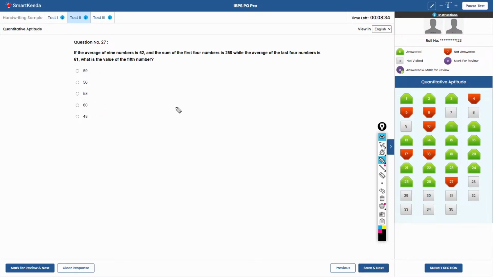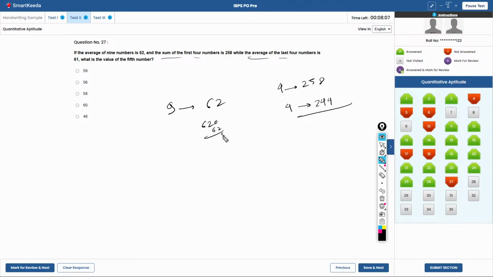The average of 9 numbers is 62. Sum of the first 4 numbers is 258. The average of the last 4 numbers is 61 times 4. What is the value of the fifth number? So I'll just multiply and add. So 620 minus 6. So 8, 5. I think I could have just multiplied it simply. So this is 2, 1, 0, 5. So 56.